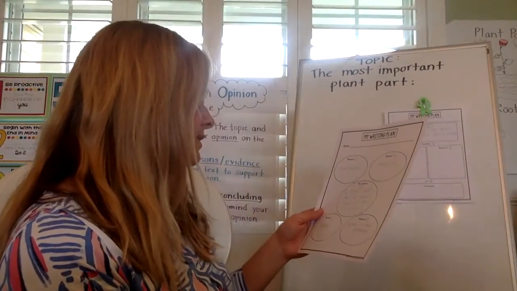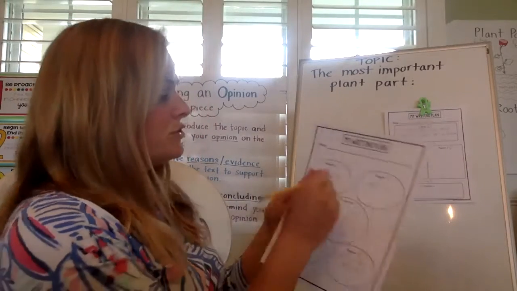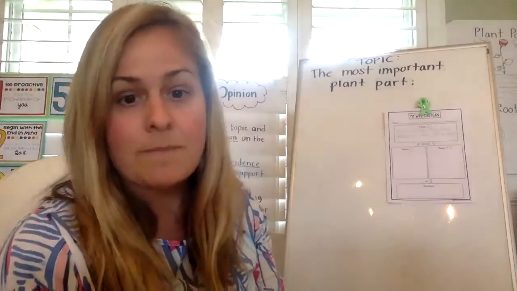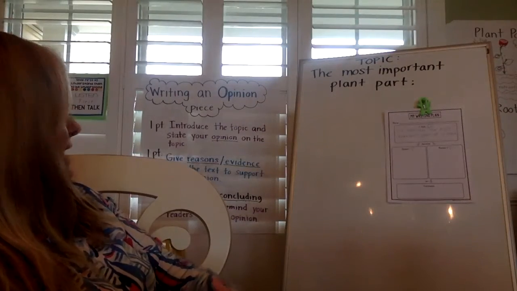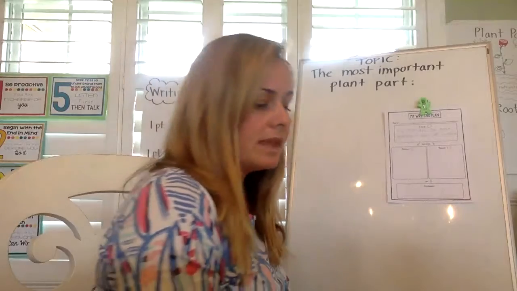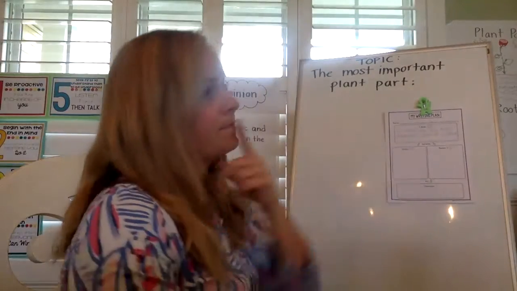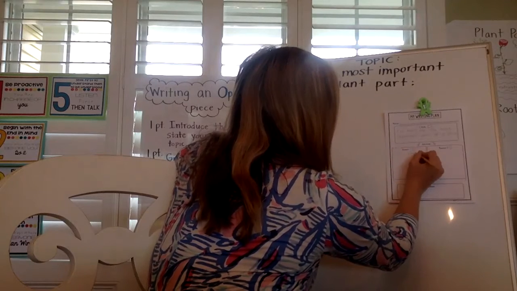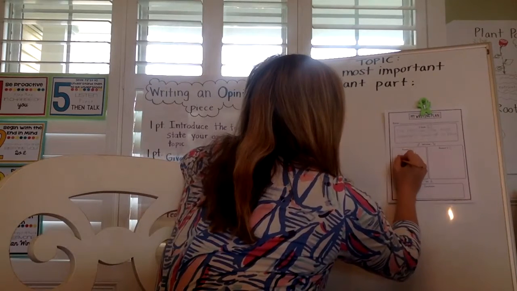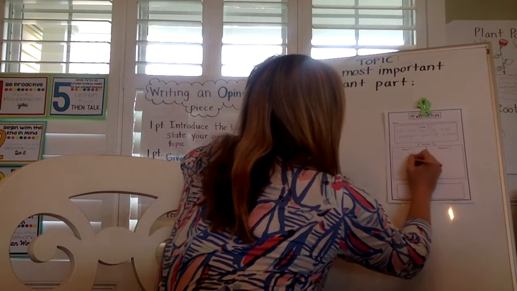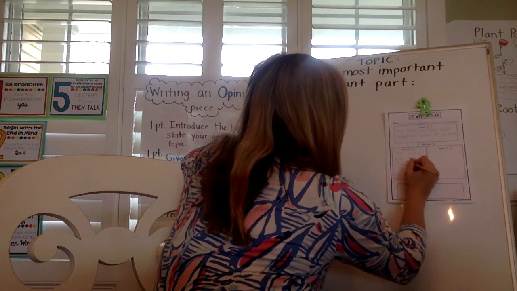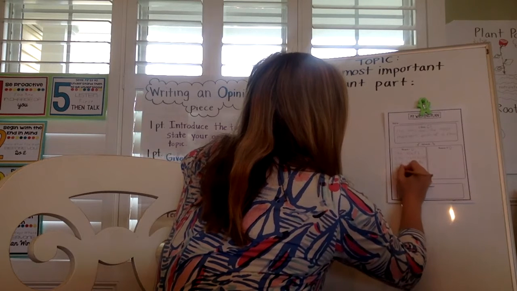I think I'm going to use the nutrients and stability as my reasons. I think those are most important in the reading. And so I'm going to use those as my example or my evidence, my reasons from the text to support my opinion. So I'm going to write here, reason number 1. The roots give nutrients and water to the plant.